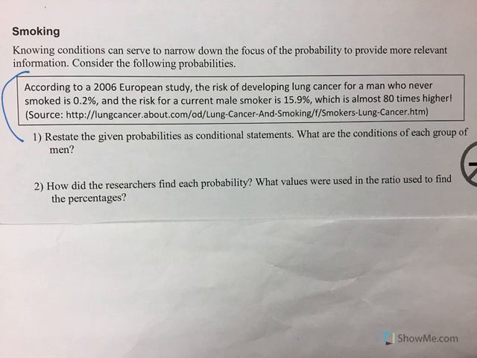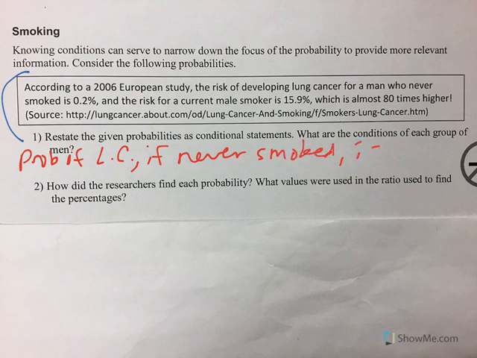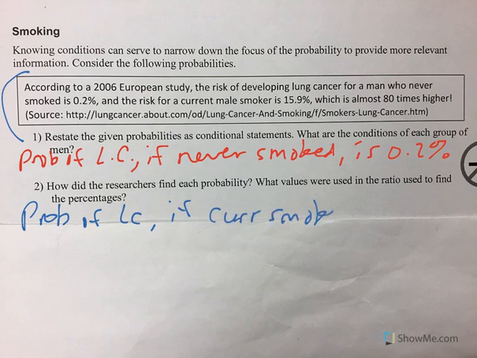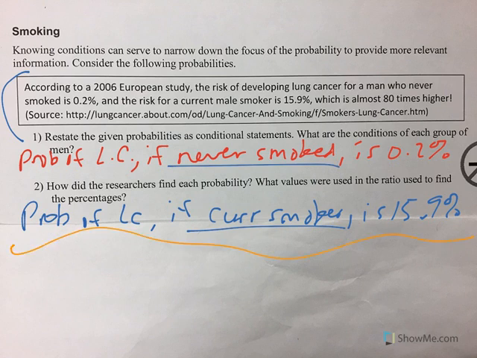So if you think about this, the probability of lung cancer if you never smoked is 0.2%, right? Because it's the whole if you never smoked. That's kind of the conditional piece there. If you never smoked, then this is what you have. The other one would be the probability of lung cancer if currently a smoker is 15.9%. So if you're currently smoking, this is your probability. So that's the condition. Did you smoke? Did you not smoke?